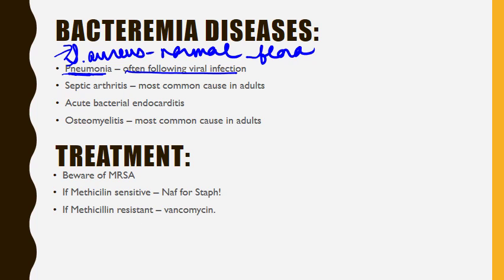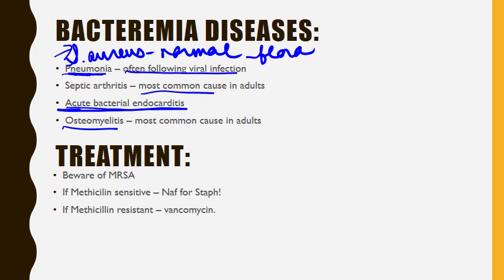Staph aureus is also the most common cause of septic arthritis in adults, as well as osteomyelitis. And then the other thing that it's been known to cause on occasion is endocarditis. In this case, we're not talking about subacute endocarditis. We're talking about acute bacterial endocarditis.